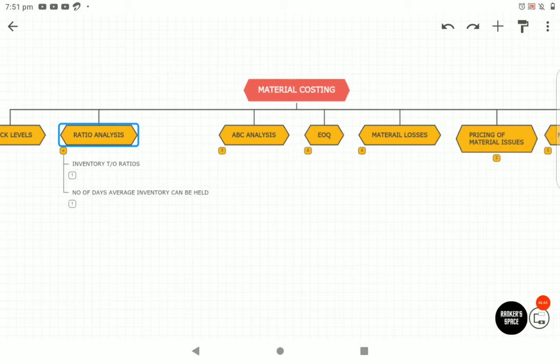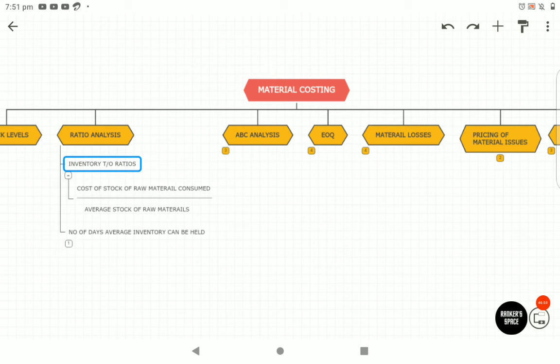First is inventory turnover ratio, and then we have the number of days the average inventory can be held. So first is inventory turnover ratio. What happens in inventory turnover ratio? There is a formula. I told, right, you have 5 cement bags, out of that you consumed 3. So first the cost of those 3 will come up, the cost of raw materials consumed, divided by average stock of raw material. That is the formula, remember.